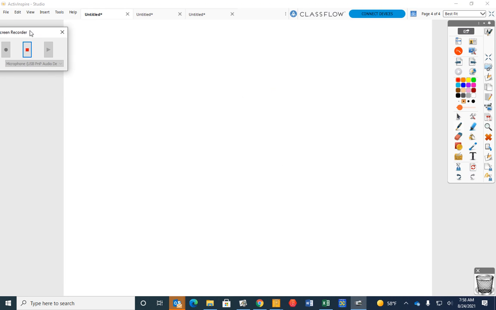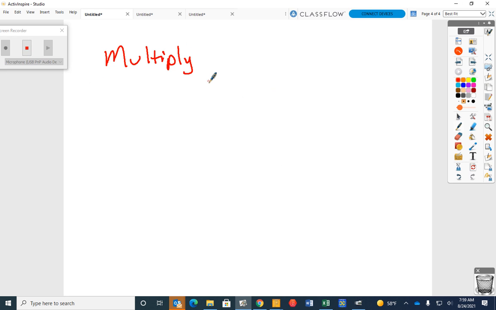Here we go. Okay, so looking back to yesterday, let's write the title first. Okay, multiplying. By the way, this is a new section in your notes. So put a line underneath yesterday's notes and then start a new one. Okay, multiplying algebraic expressions with exponents.